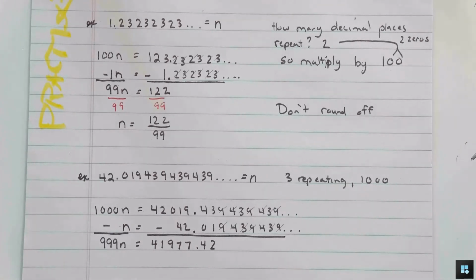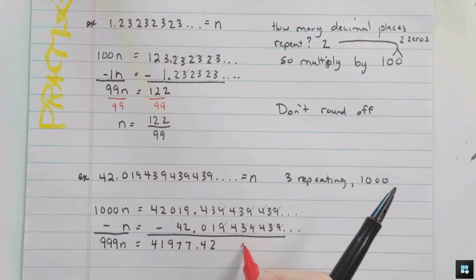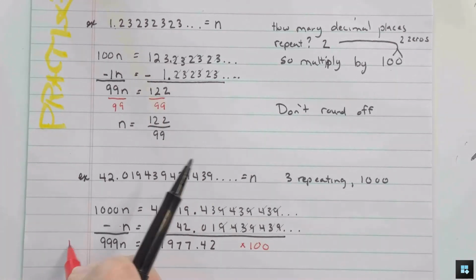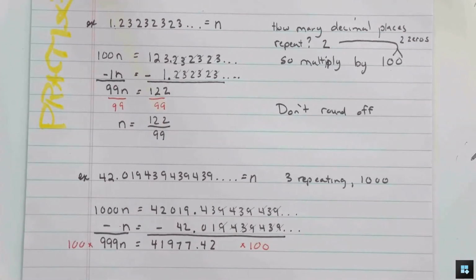So 999n equals 41,977.42. This one still has a decimal in it. So there's going to be one more step on this problem, multiplying to get this decimal out. So I have 2 decimal places. I choose to multiply by 100 on both sides of the equation. Because there's 2 decimal places, I need 2 zeros to multiply to move the decimal to the right there.